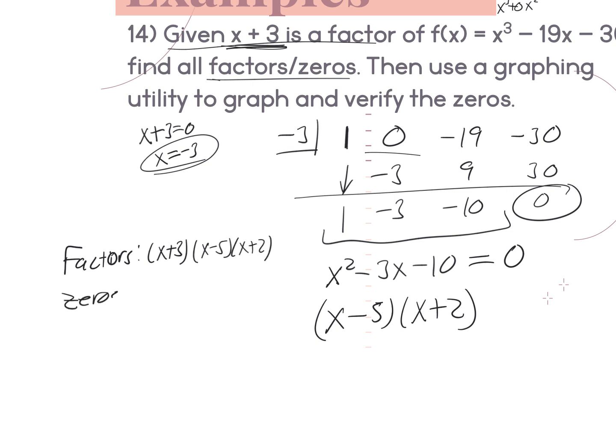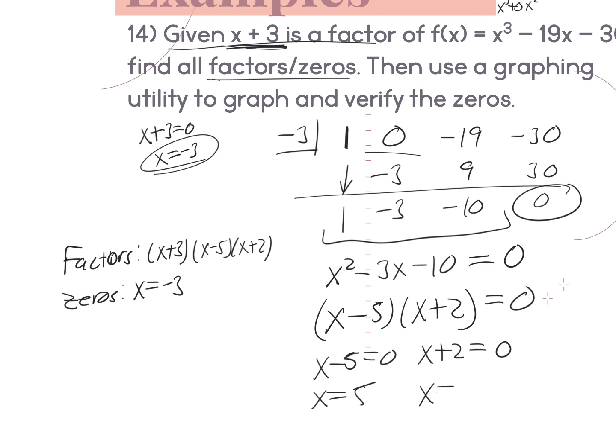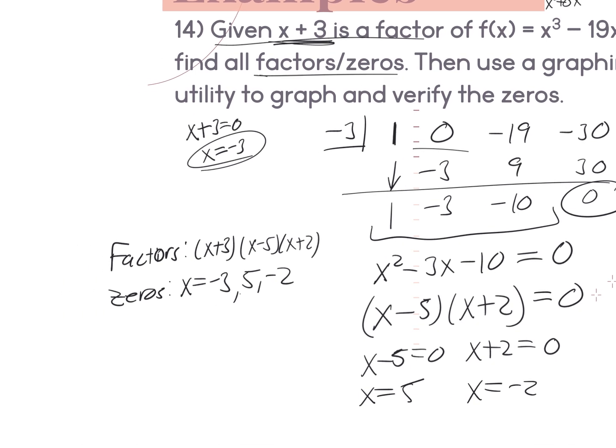And now let's find our zeros. Our zeros, we already know that x equals -3 is one of them. Now I need to find the rest. So I'm going to set these equal to 0, and I get x minus 5 equals 0 and x plus 2 equals 0, and so I get x equals 5 and x equals negative 2. So my zeros are negative 3, 5, and negative 2.